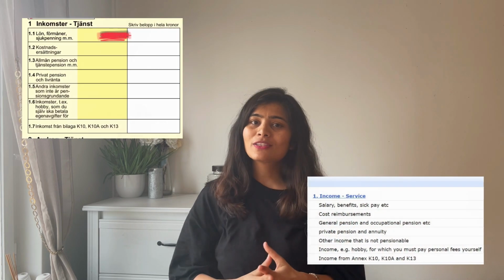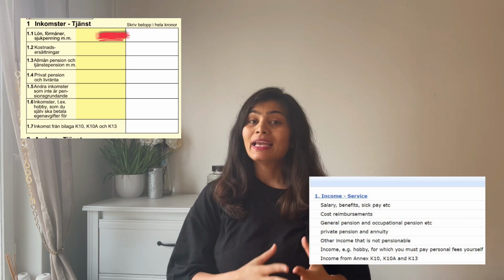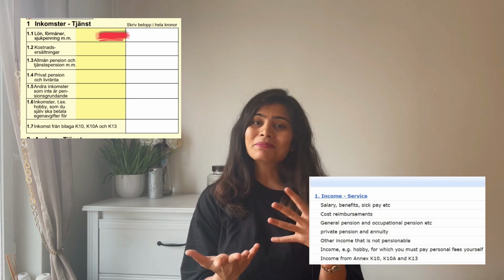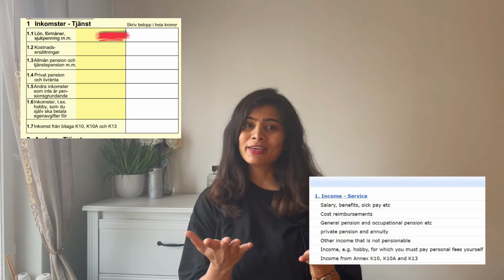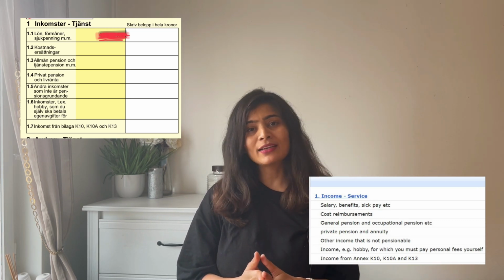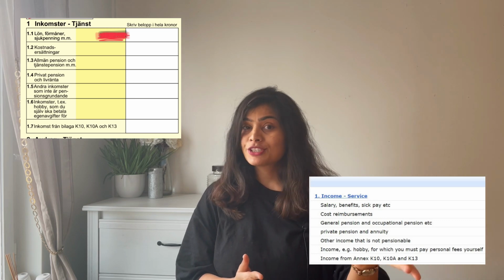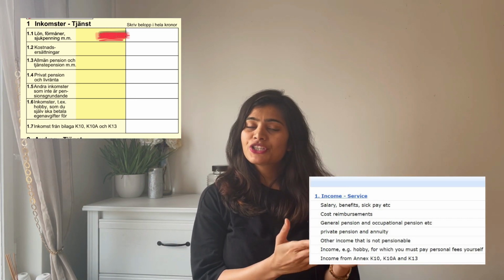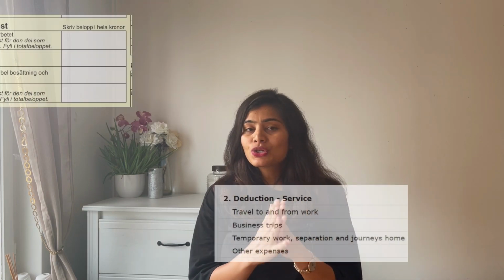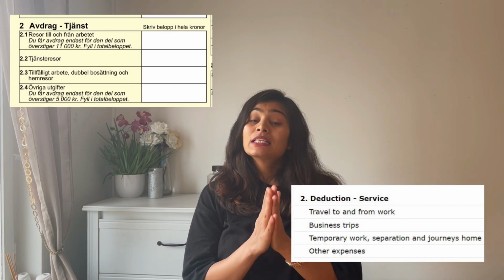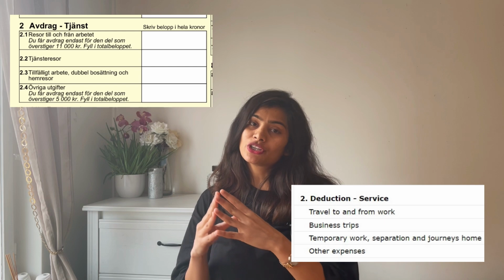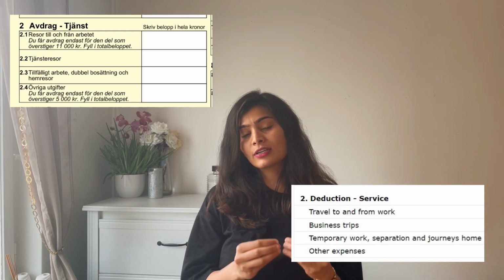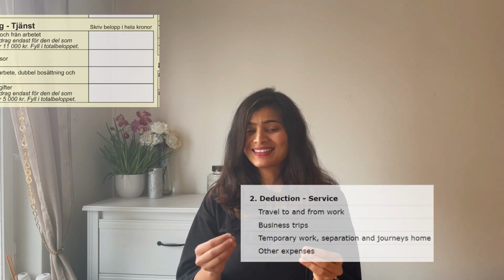Section 1 of this form is regarding your income. Income through your salary, income through your pension, or income that you might have earned through a hobby. For example, if you have a YouTube channel which is monetized and you have earned something, then that income can be mentioned in section 1. Section 2 is regarding deductions, especially the deductions related to your travel expenses, your dual accommodation, your business trips, and so on.